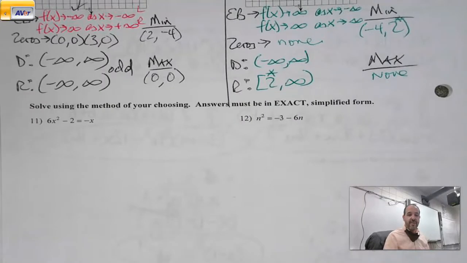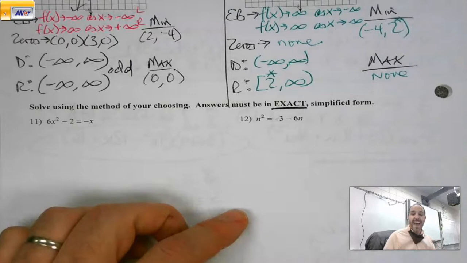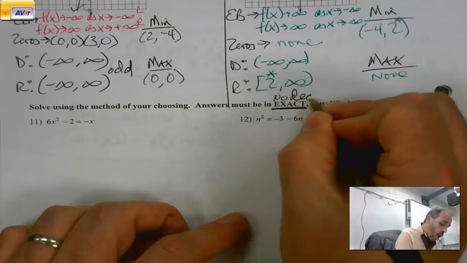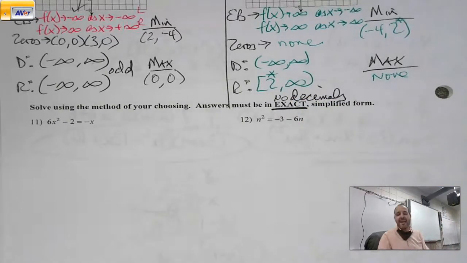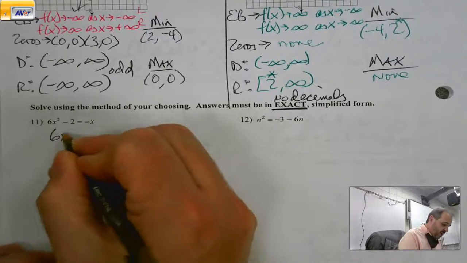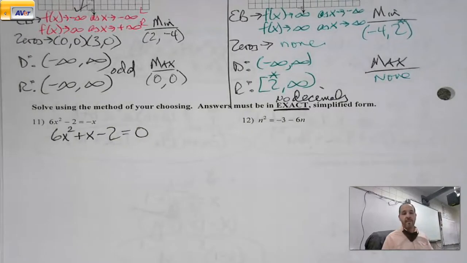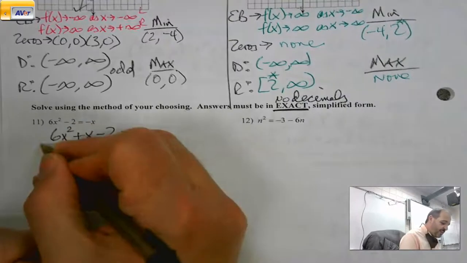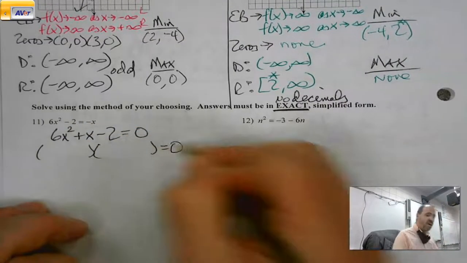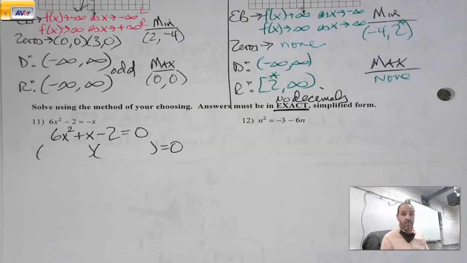All right, solve using the method of your choosing. Okay, but here's the kicker. Answers must be in exact simplified form. Exact as in no decimals. You're like, dang it, I can't just trap them on the calculator. You're right. First thing I'd suggest, get all your terms on the x squared side. So we're going to add the x over. Okay. You can attempt to factor this. You could slide and divide. You could guess and check. I always try that first. I'll try it, and then if it doesn't work, I'll go to one of my other methods.